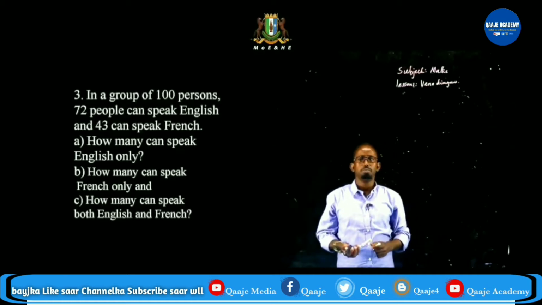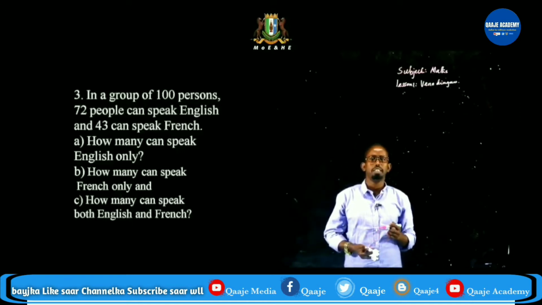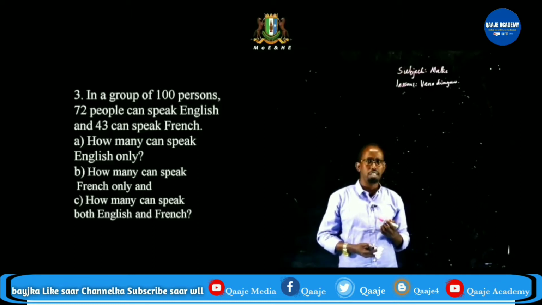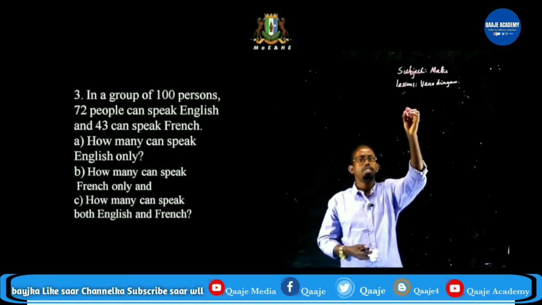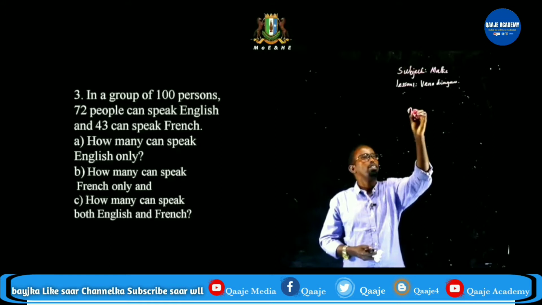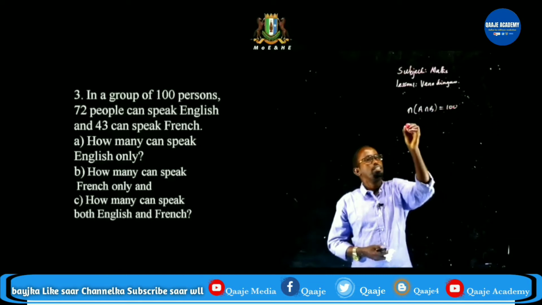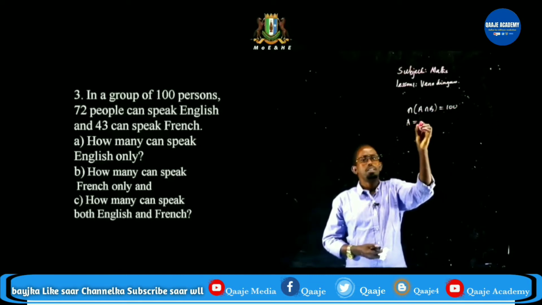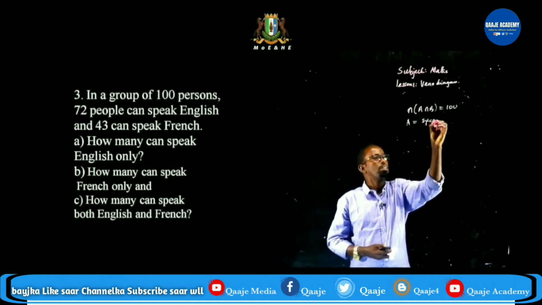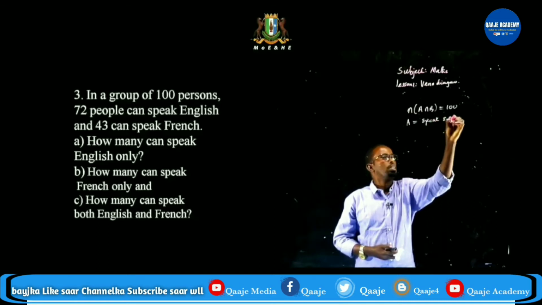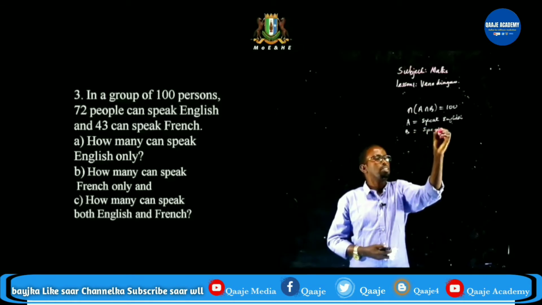Example number 2. In a group of 100 persons, 72 people can speak English, 43 can speak French. The question is, how many can speak both English and French? So we know that the total, A union B, is 100. Let's say set A be people who speak English, and B, let's say, speak French.